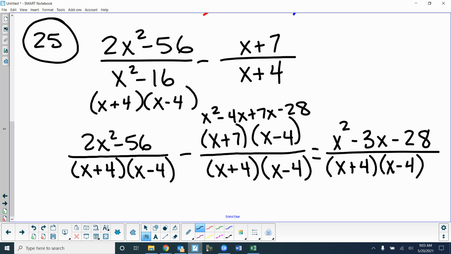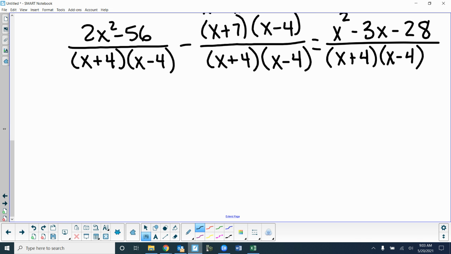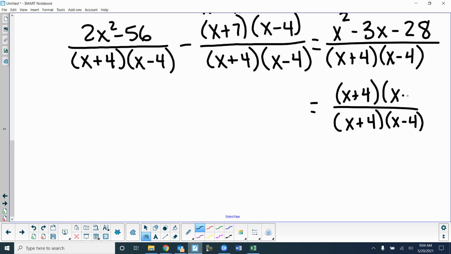Jordan, factor that numerator now, please. X squared minus 3x minus 28, so (x minus 7)(x plus 4). Not 3, no, 7. Yes. Thank you. Negative 7 times 4 is negative 28, and negative 7 plus 4 is negative 3.